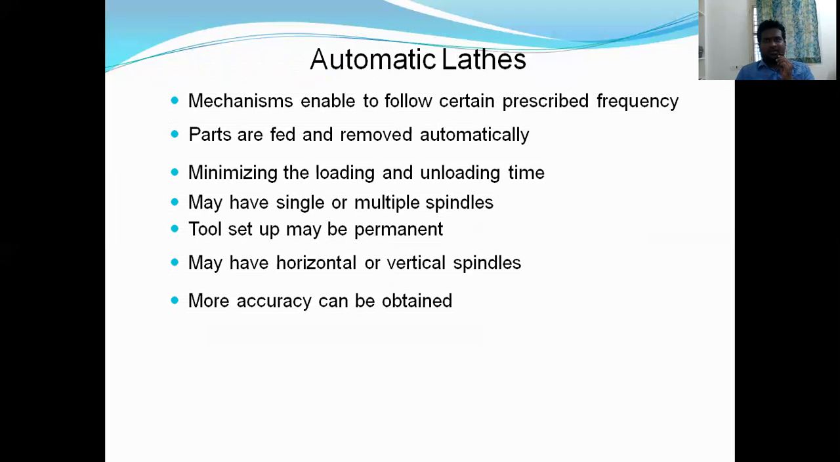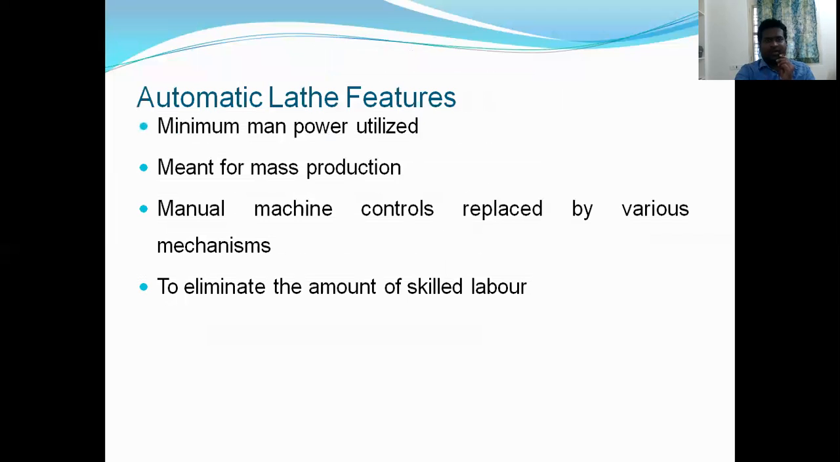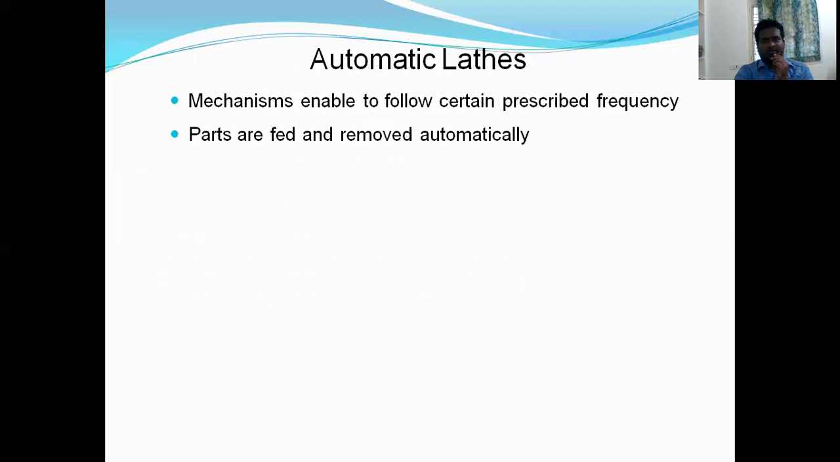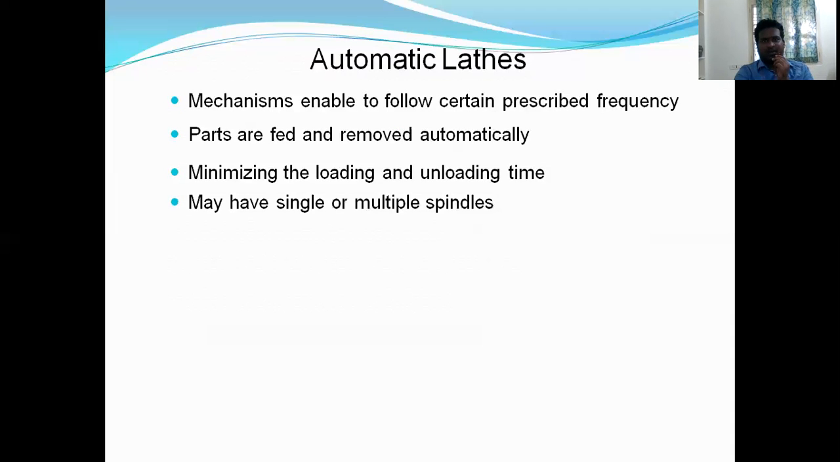Okay? So these are the features of automatic lathes, right? Overall, we have 10 points. Minimum power can be utilized, made for mass production. Manual machine controls are replaced by various mechanisms to eliminate the amount of skilled labor. Mechanisms enable following the prescribed frequency. Parts are removed automatically, minimizing the loading and unloading time.